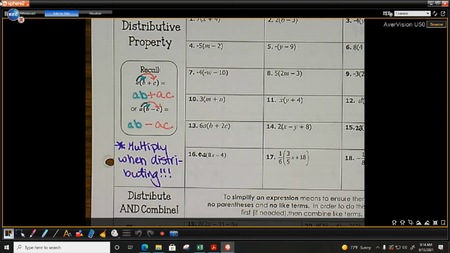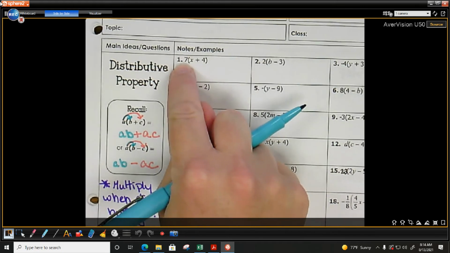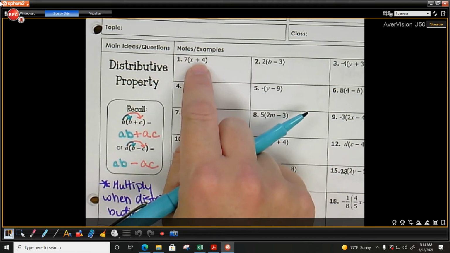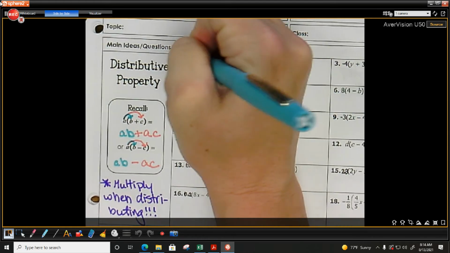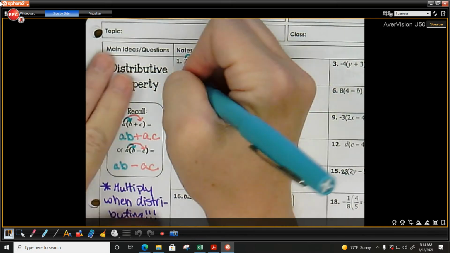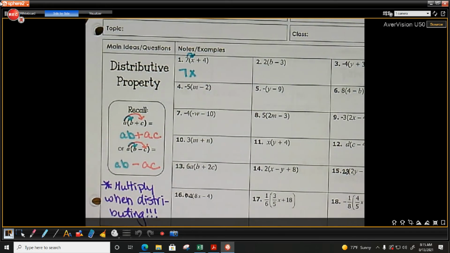So let's look. I have a 7 and it's glued to my parentheses, which have an x and a plus 4 in it. So I'm going to draw my distribution arrow from the 7 to the x. 7 times x is just 7x. When you multiply a number by a variable, you just put the number next to the variable. Remember, numbers always go before variables. Coefficients go before the variable. I would never say x7, okay?